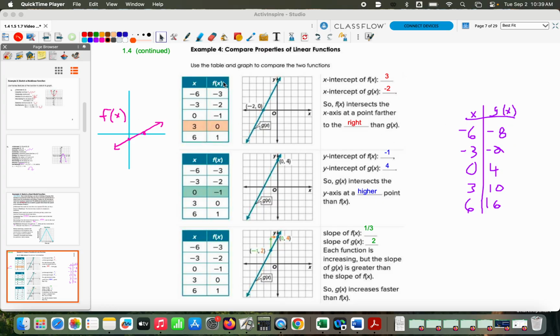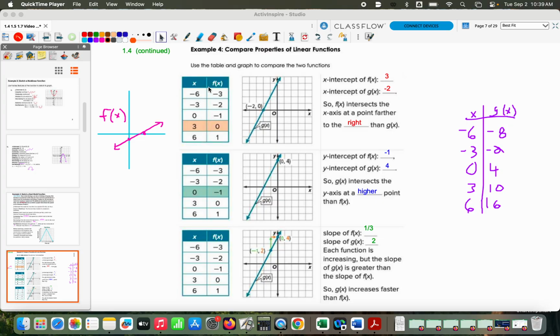So really what's going on is we have an f of x function and a g of x function, g of x right here. So we have this table versus this graph. And we're just going to compare different things. Notice it's all the same table, it's all the same graph. We're just comparing different details like x-intercepts, y-intercepts, slope, and so on. Just a couple reminders here.